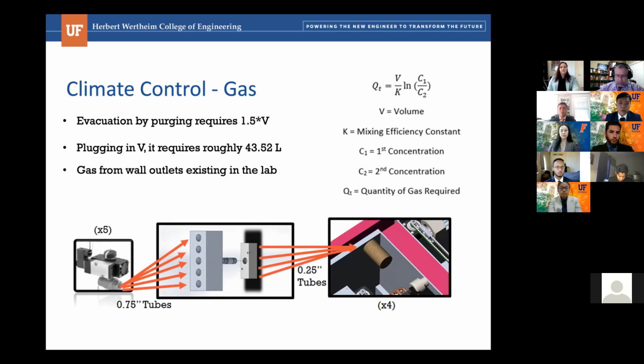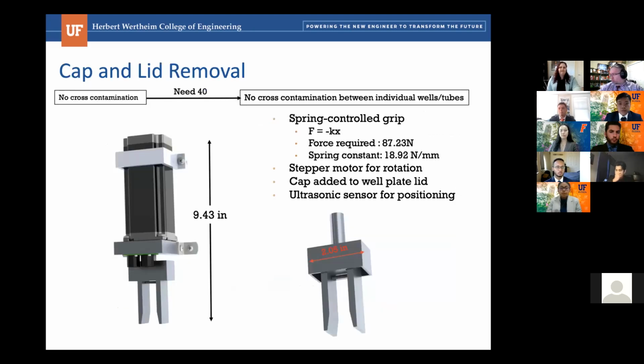And now I'll pass it off to Andrea for the cap removal system. Thank you, Andrew. So one of the customer needs was that we needed to prevent cross-contamination. And because each of our well plate shakers is within the climate control system, we need to provide a way to prevent any spillage from the well plates or tubes as they were being shaken. So in order to do this, we created a device that removes both the conical tube caps and well plate lids. And so it's compatible with both.